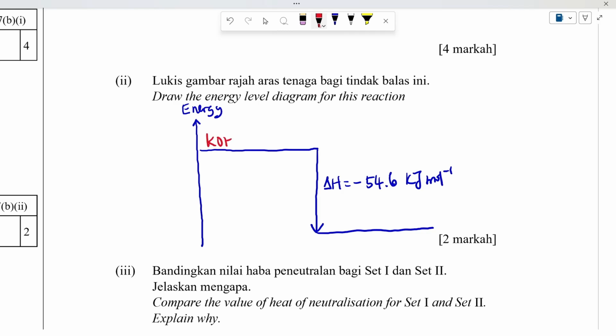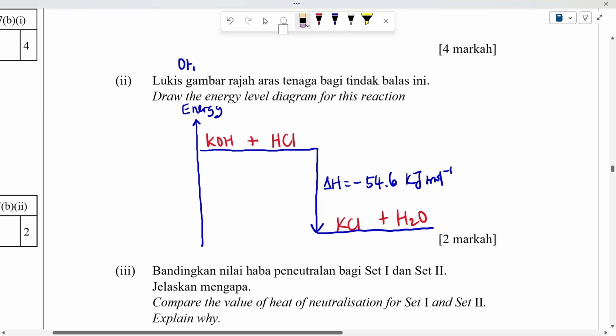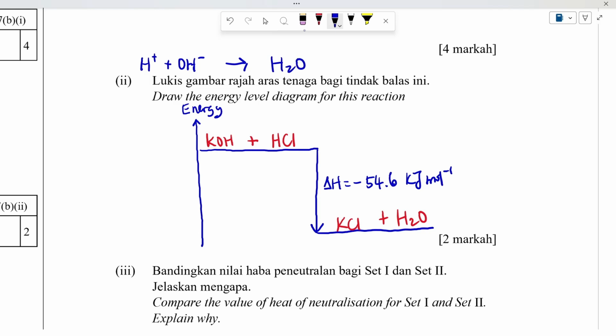Then KCl, H2O. Some students, if you are smart, you will know what is the ionic equation for this reaction. OH minus, H plus, then produce H2O. Okay, ionic equation will be like this. So this one, you also can put it here. Both are accepted.